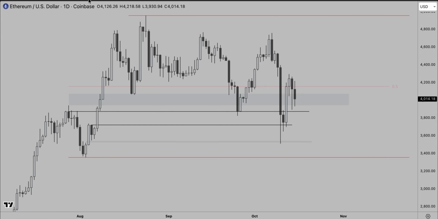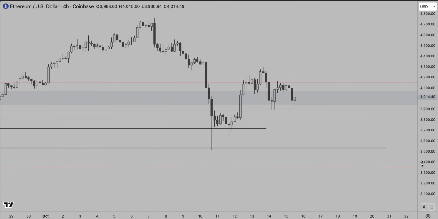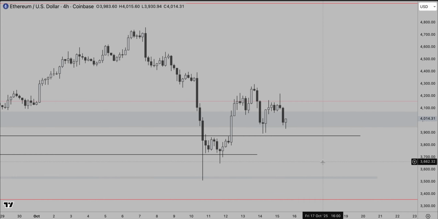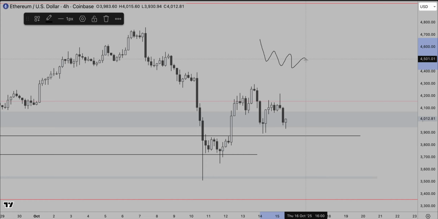So now when I drop onto the 4-hour, what I want to see is a market structure shift. Essentially what that means is this. Let's say we're looking for price to move to the upside. Price is coming down, and we want to see liquidity grabbed. When we see liquidity grabbed, we want to see price move to the upside aggressively.